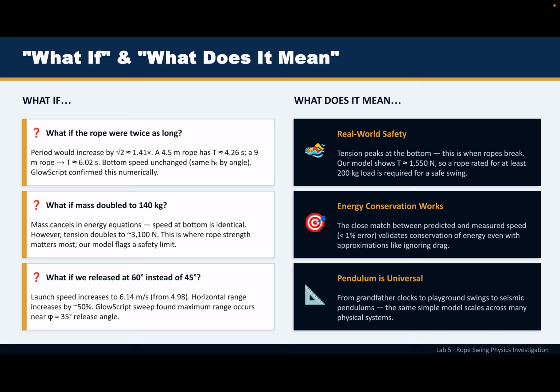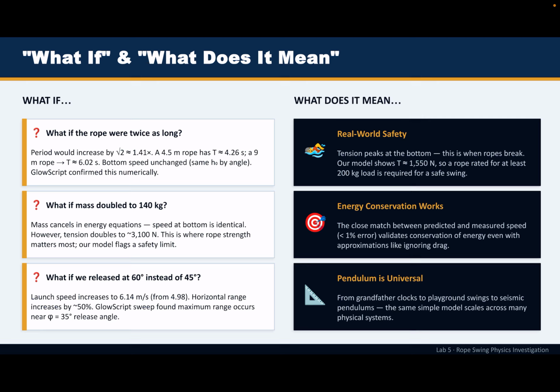So, the what-if questions and what does it mean? First, what if the rope were twice as long? The period would increase by a factor of the square root of 2, so from 4.26 to about 6 seconds. But the bottom speed stays the same since we're releasing from the same angle, and this is confirmed by the GlowScript code. What if mass is doubled? Interestingly, mass cancels in the energy equation. Speed at the bottom is identical, but tension doubles, which is a safety concern. So what if we released at about 60 degrees instead of 45? The launch speed jumps to about 6.14 meters per second. The range increases by about 50%.